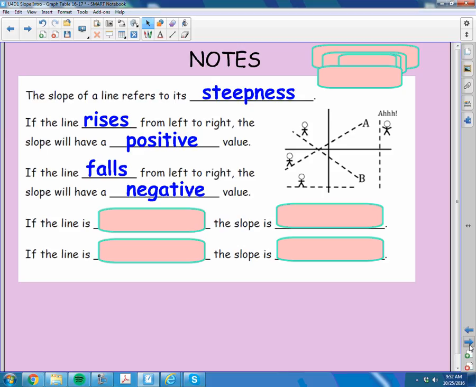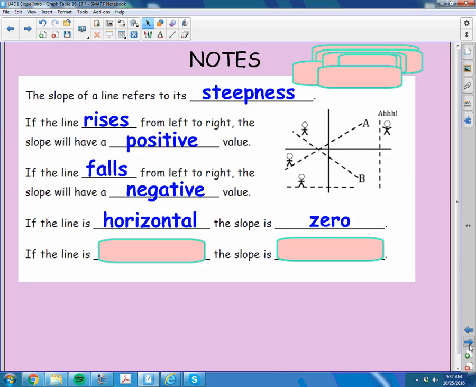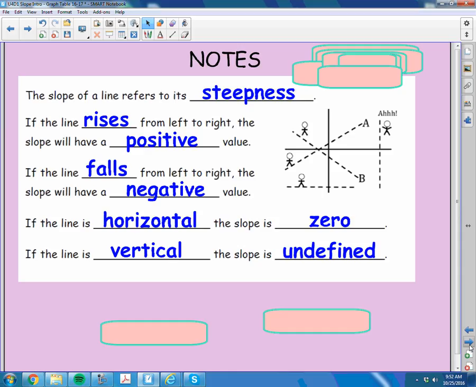Now here's some interesting tricks. If the line is horizontal, it is neither increasing nor decreasing. The line is horizontal, your slope is 0. If your line is vertical, then your slope is undefined. And that is the exact term you are to use. Don't say it's nothing. Don't say it's infinity. You tell me the slope is undefined. So if it is horizontal, it is a 0 slope, and if it is vertical, it is an undefined slope.